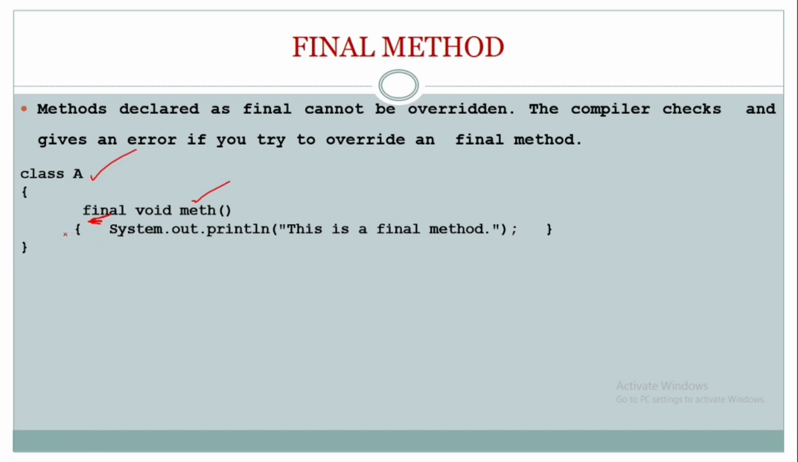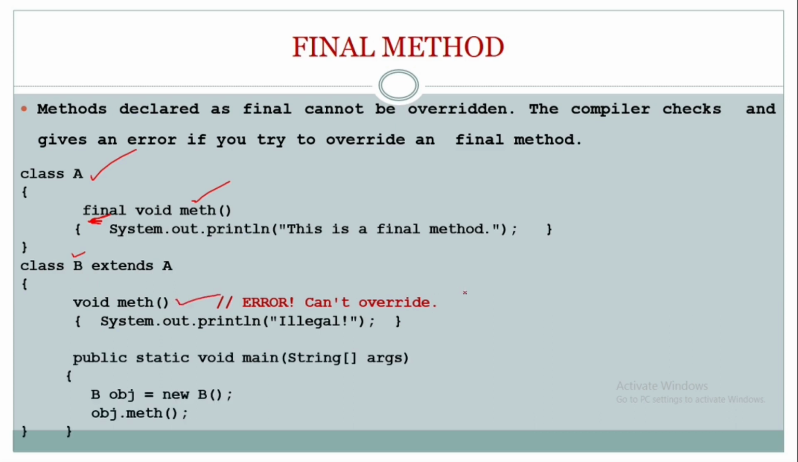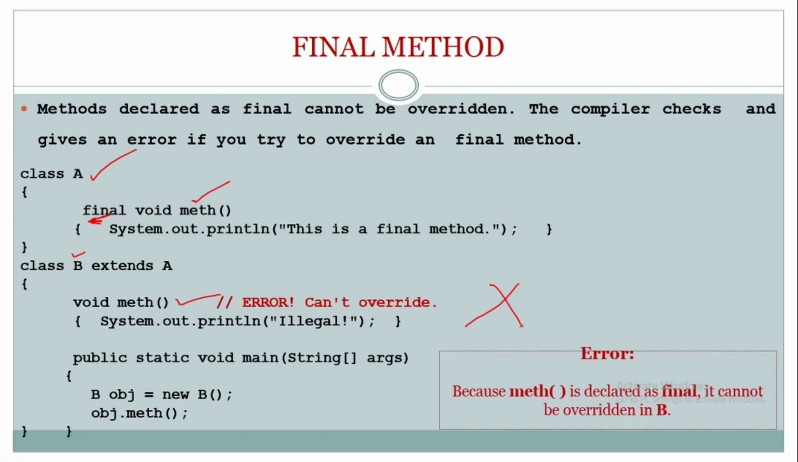Class B is a subclass of A. Now if in the subclass I try to create the same method, then the compiler will throw an error, telling that the final method cannot be overridden. Again, if you try to execute this, the compiler will throw an error. This is the error message which you'll get. So the final method cannot be overridden.